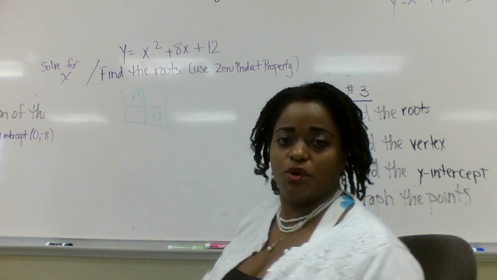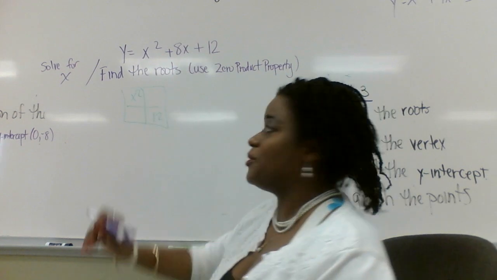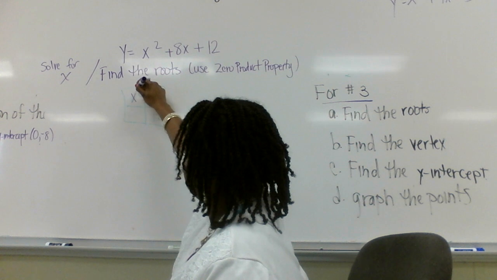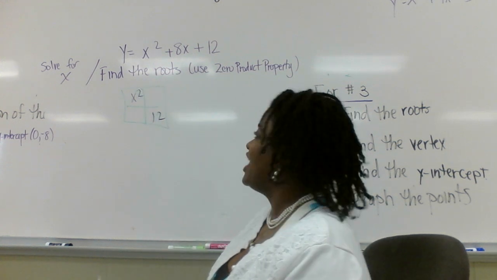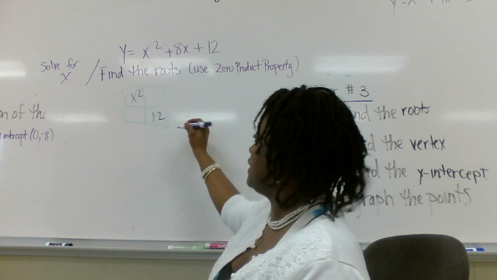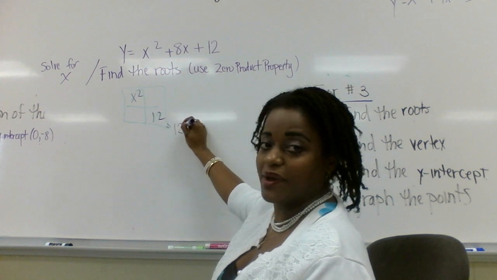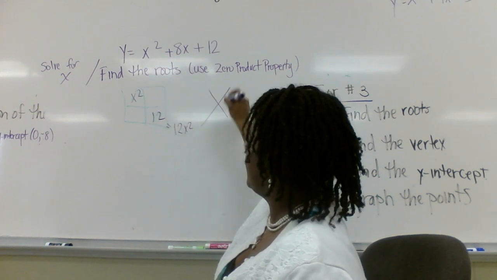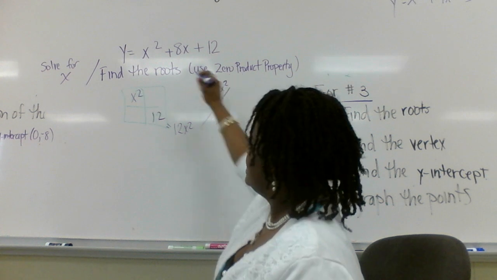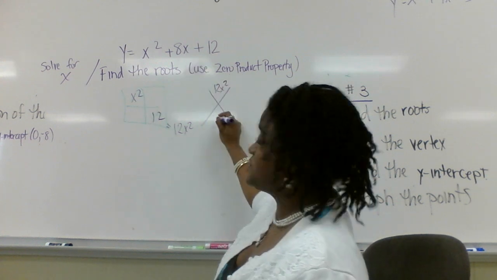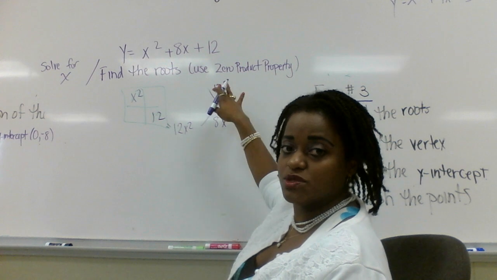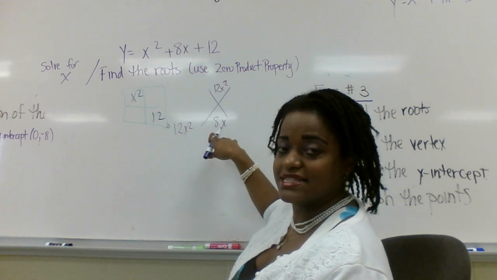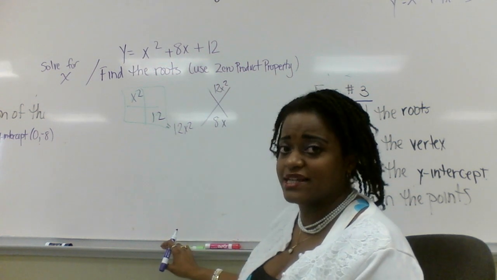In the corners, oh wow, you can't see that, sorry. In the corners, okay, we have x squared and 12. We multiply that and we get 12x squared. That goes at the top of our diamond. The 8x, the middle term, goes at the bottom. And now we need two numbers that multiply to equal 12x squared and add to equal 8x. You could use 6x and 2x.